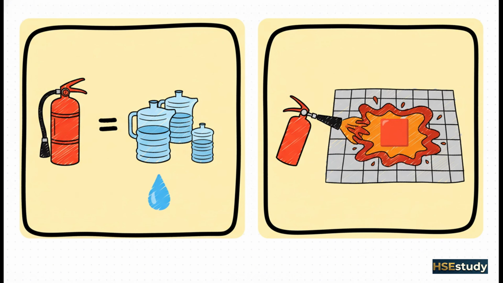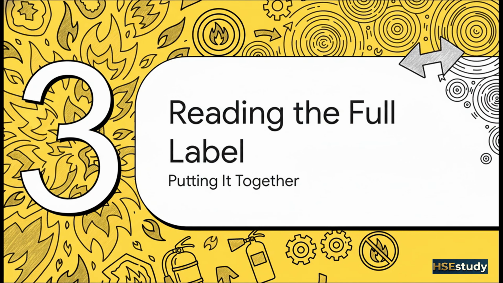Now this power is measured a bit differently for A and B fires. For Class A, that number tells you its equivalent power in water. So a 2A rating means it packs the punch of 2.5 gallons of water. For Class B fires, it's even more straightforward. The number is the square footage of fire that a novice user can put out. So a 10B extinguisher can handle about a 10 square foot flammable liquid fire. All right, we've got the letters for the type, and we've got the numbers for the power.